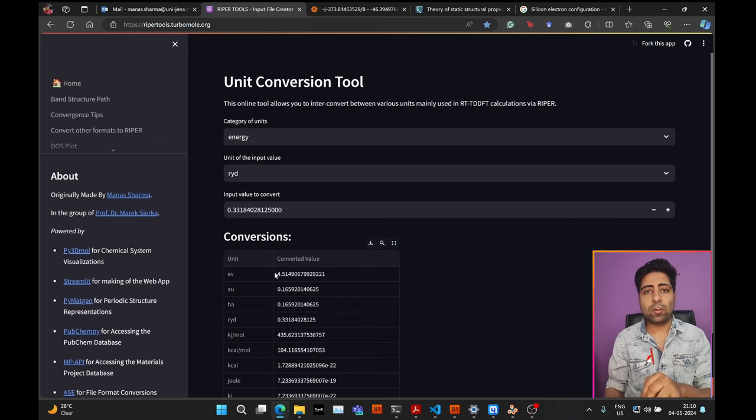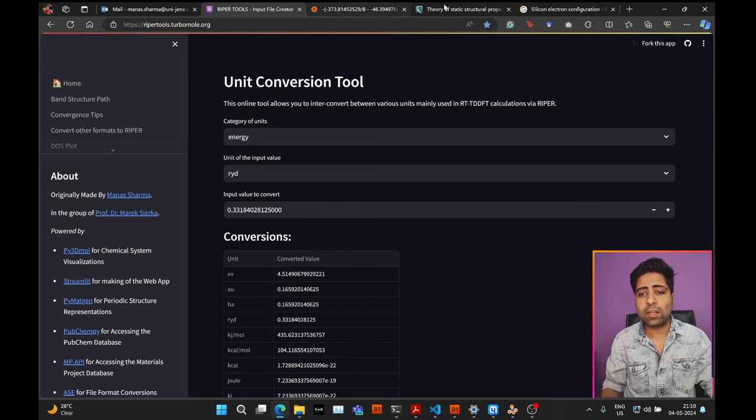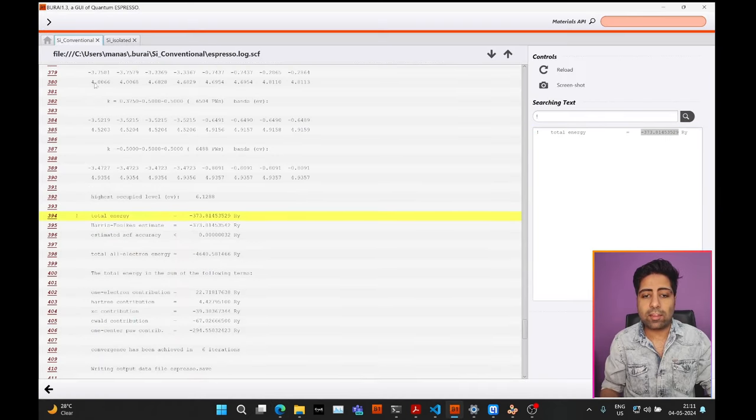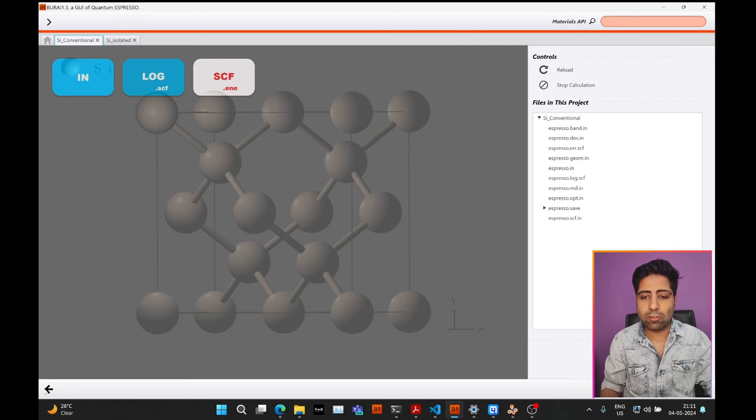So our value of the cohesive energy per atom for the silicon crystal is approximately 4.51 electron volts per atom, which is actually in really good agreement with this experimental value, considering that usually you can get even larger differences compared to experiments. So this is really good. It's not exactly the same, but it is in pretty good agreement. And the reason for this small difference could be that the experimental lattice parameter of 5.429 is different from the lattice parameter that we used for our simulation.